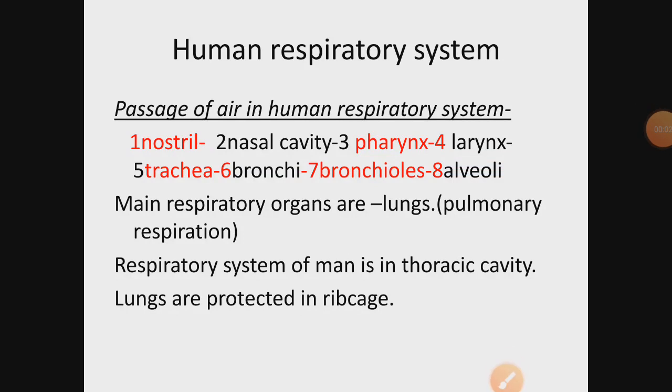Good morning, students. Today we will start the next life process, that is respiration. Respiration is oxidation of food and release of energy. It is very important for all living beings.